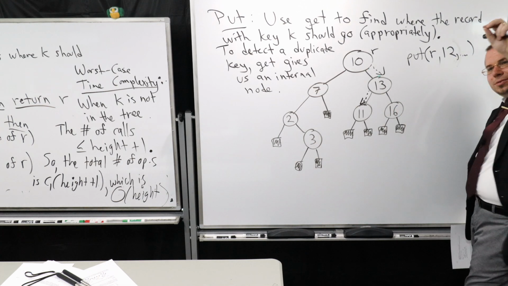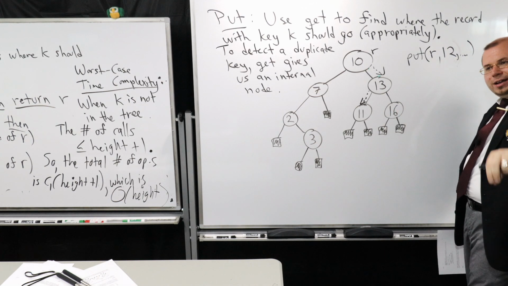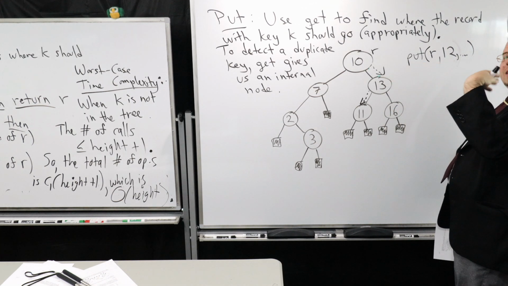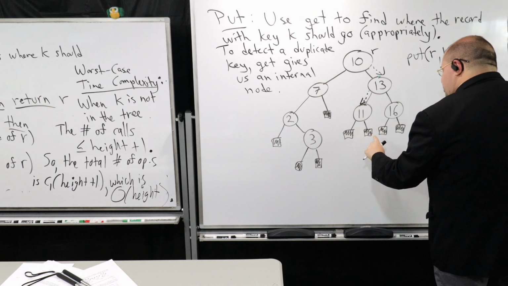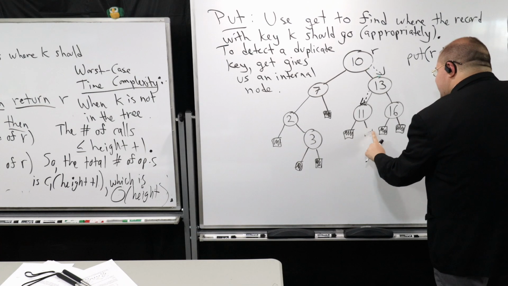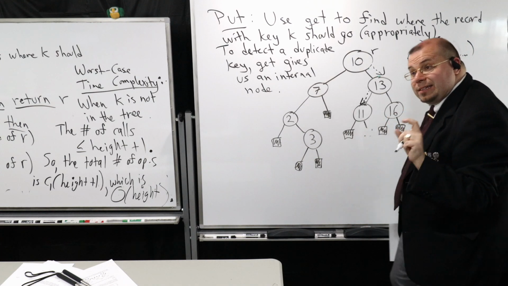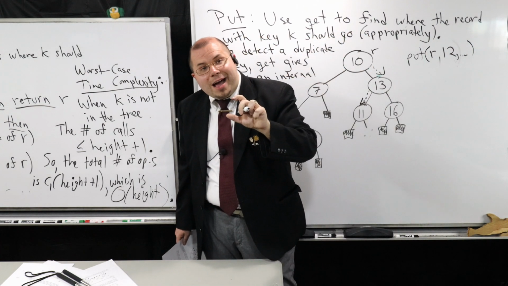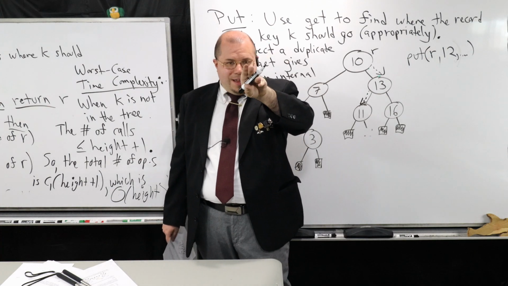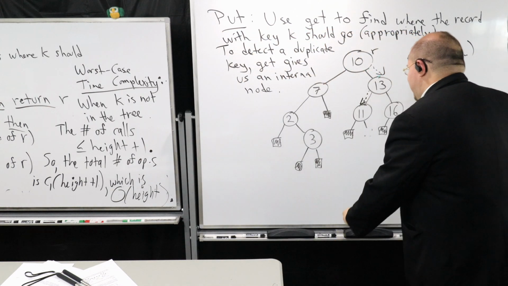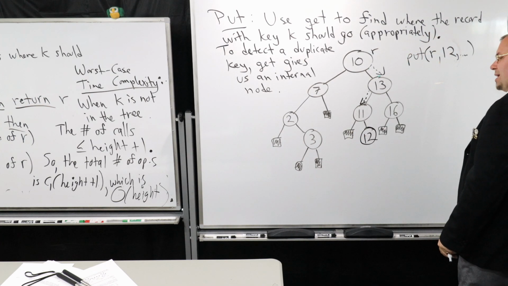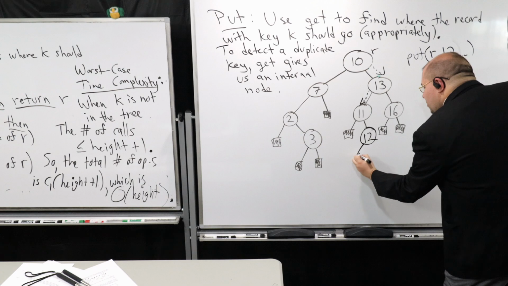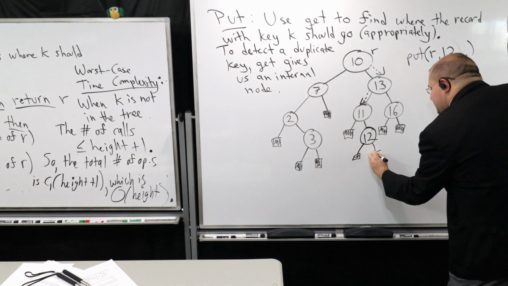So that's the node where I would put 12, right? Just like in our get algorithm, it gives us this node. So what I'm going to do is insert the data into this leaf node. I'm not going to delete the leaf node. Instead, I'm going to use this data attribute to insert the data for that record. So I put 12 in right here. And then I'm going to create 2 leaf nodes as its children.